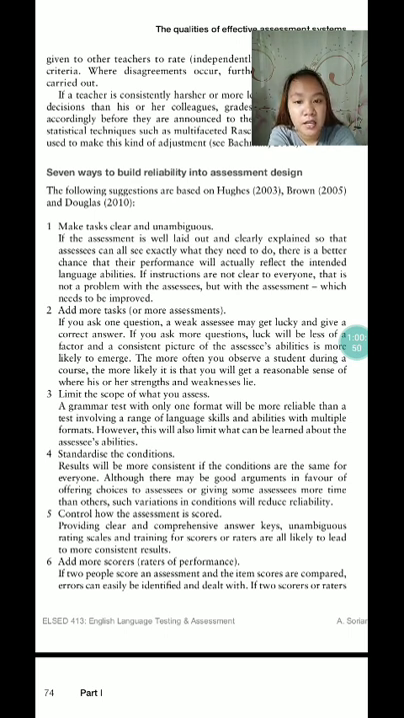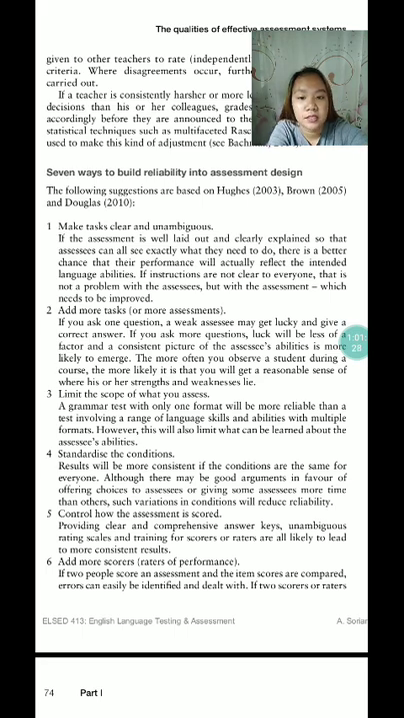Four is standardize the conditions. Results will be more consistent if the conditions are the same for everyone. Although there may be good arguments in favor of offering choices to assessees or giving some assessees more time than others, such variation in conditions will reduce reliability.